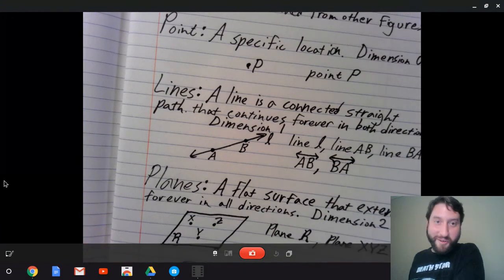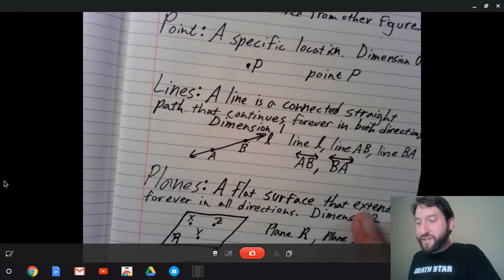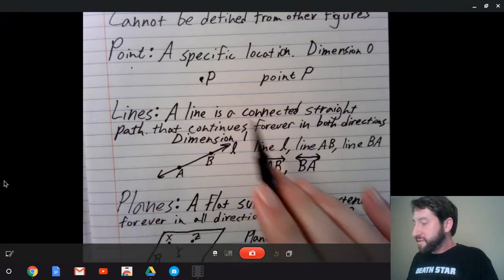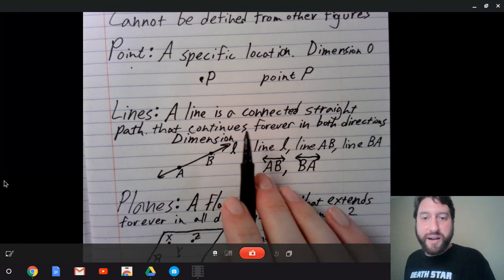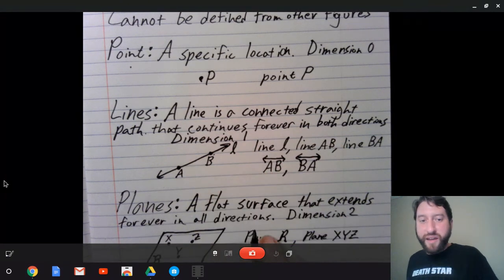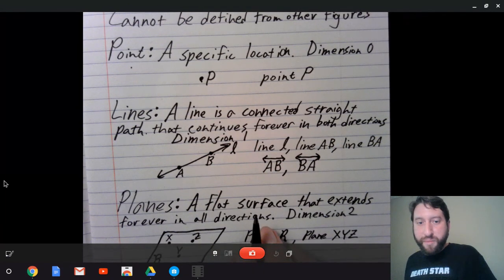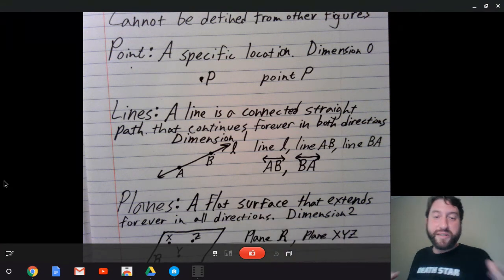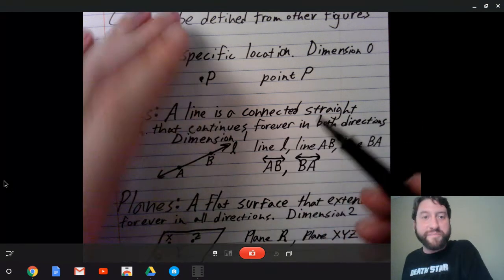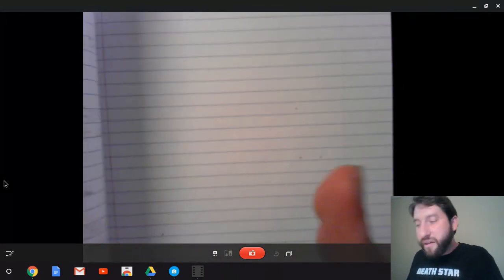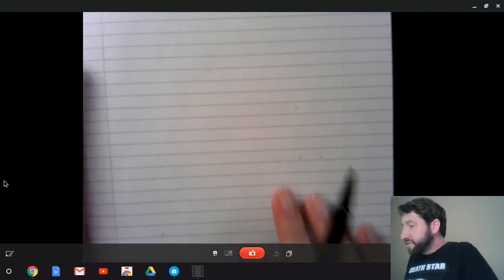All right. So we have points, lines, and planes. Again, these are undefined terms. Notice I don't define a point in terms of a line, and I haven't defined a line in terms of a point. All of these are self-contained. I didn't have to talk about points or lines when I defined a plane. That's why we call them undefined, because I can't define them in other terms. It's not like a dictionary, where you look up a word and it's defined in terms of other words. So those are undefined words.